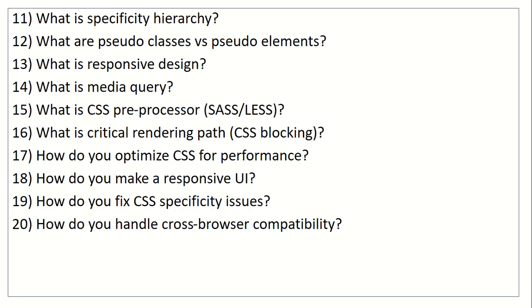Then what is specificity hierarchy? What are pseudo classes versus pseudo elements? What is responsive design? What is media query? What is CSS preprocessor? What is critical rendering path? How do you optimize CSS for performance? How do you make a responsive UI? How do you fix CSS specificity issues? How do you handle cross-browser compatibility?